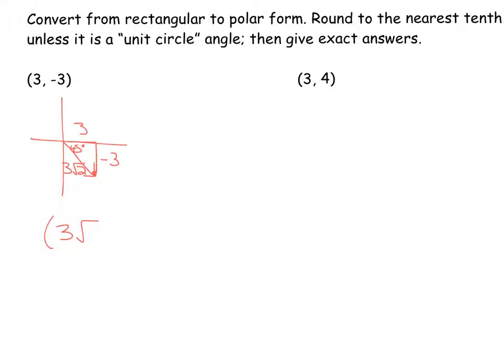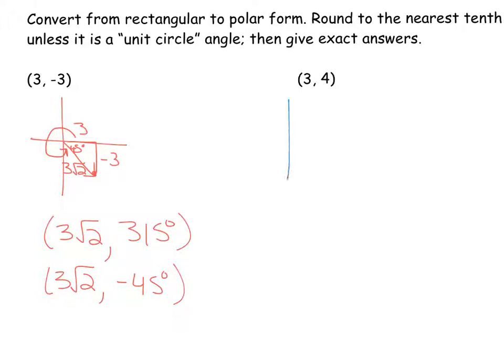3 root 2. And how far around is it to here? Well, I would do 360 minus 45 degrees, and I'd get 315 degrees, okay? Or I could say that it was -45 degrees, right? I could do either way. We're going to stick with mostly positive, but I want to show you could answer that both ways and still be okay. All right? Now, what about the next one?